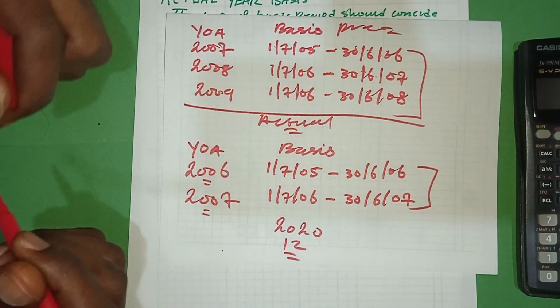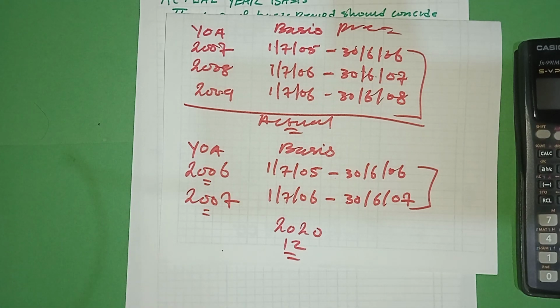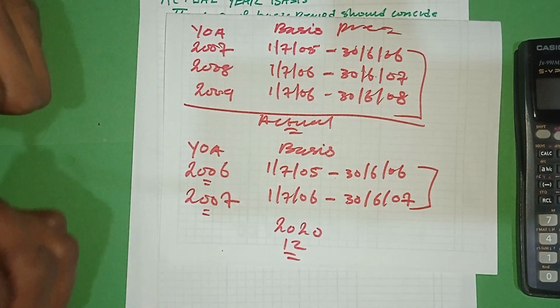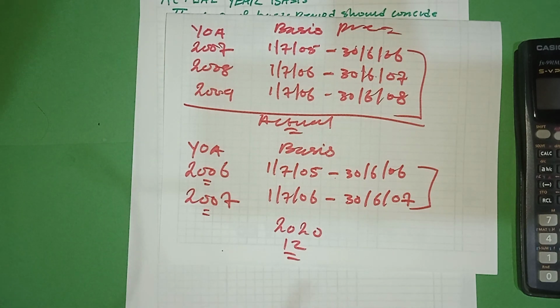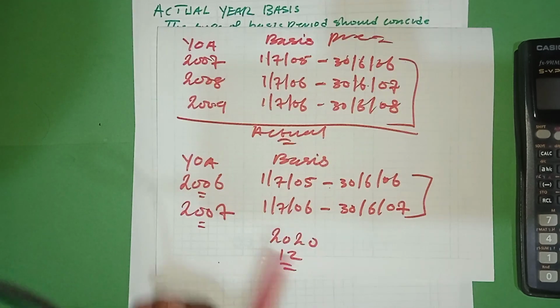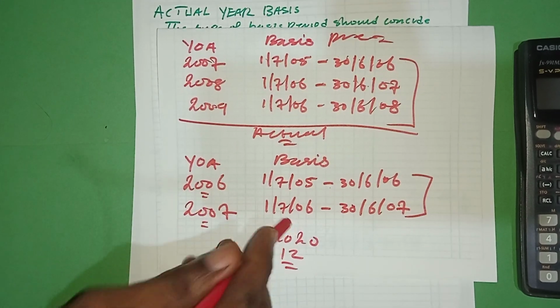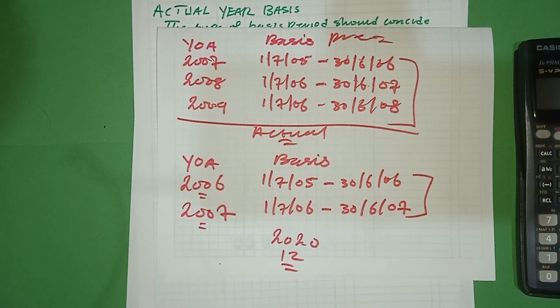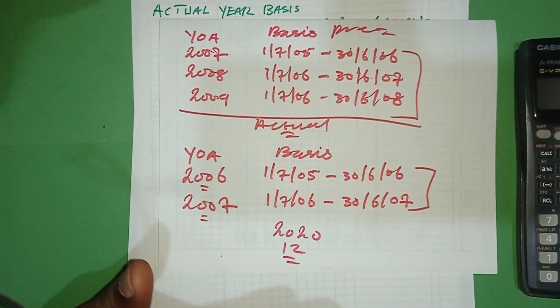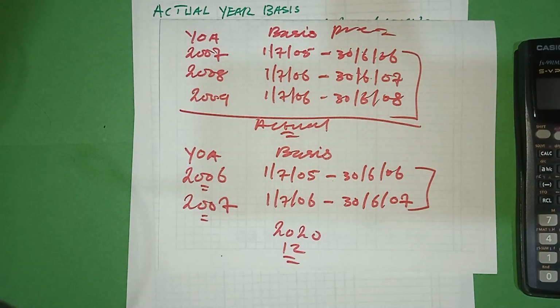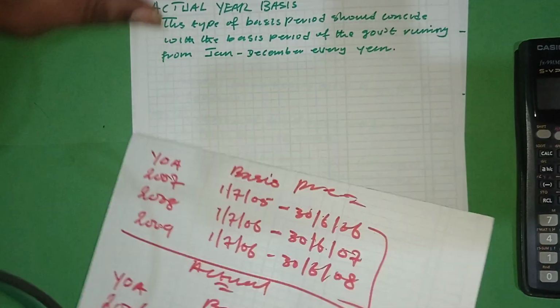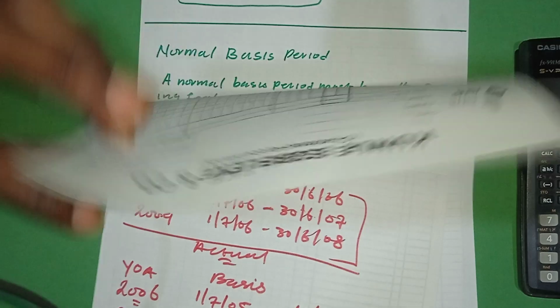Another one is capital gains tax. It is assessed on actual year basis. The next one is petroleum profit tax. Is assessed on what? Actual year basis. I hope that is okay. I hope that is okay. So let us move to the next one.